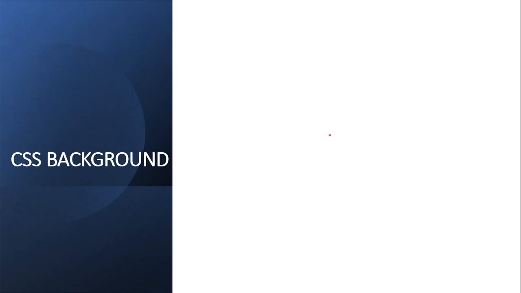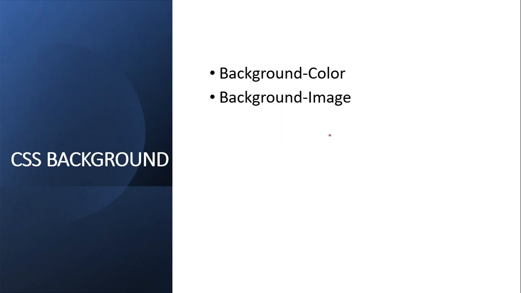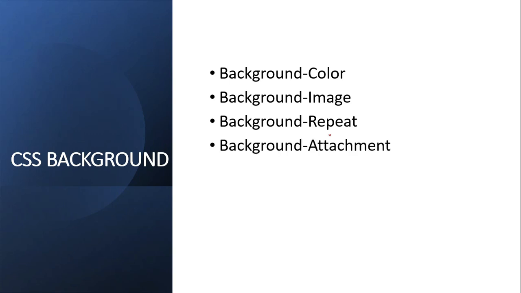Let's talk about the CSS background. CSS has many background properties, and some of them are the background color, where you can add a color in the background. To insert an image, we can use the background image property. Another one is the background repeat, where you can repeat the image in a horizontal way or in a vertical way.